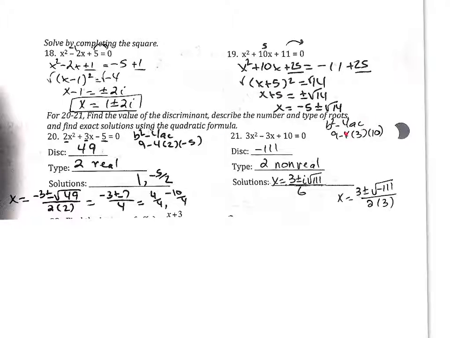21, same kind of problem. B squared minus 4ac goes right there. So I got 9 minus all that. I got negative 111. Which means that because it's negative, I get 2 non-real answers.